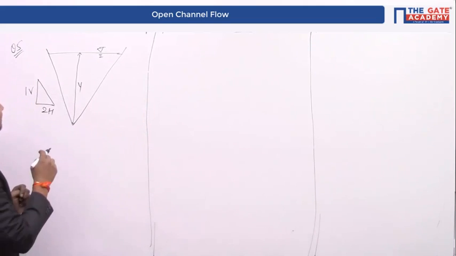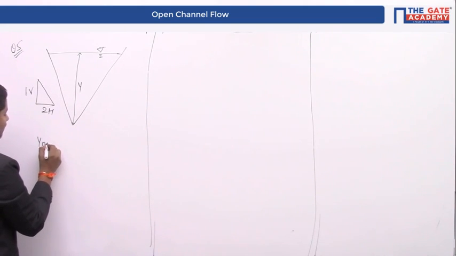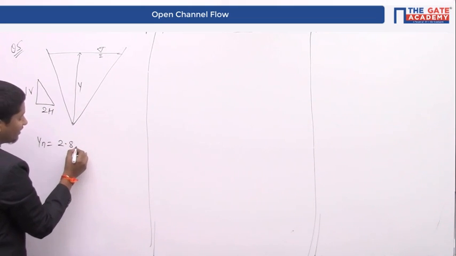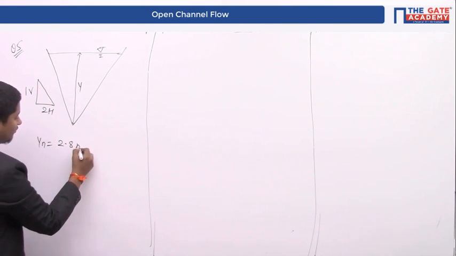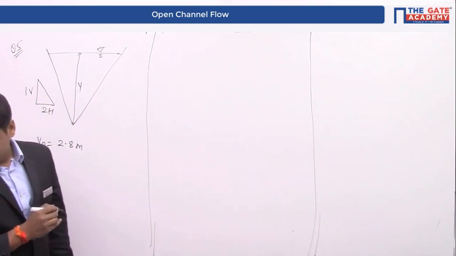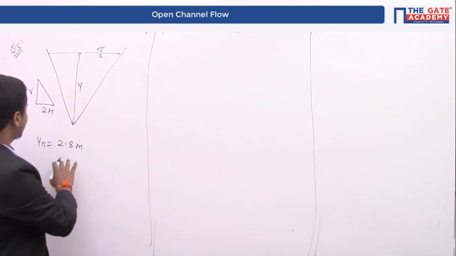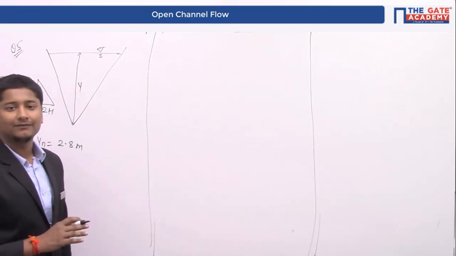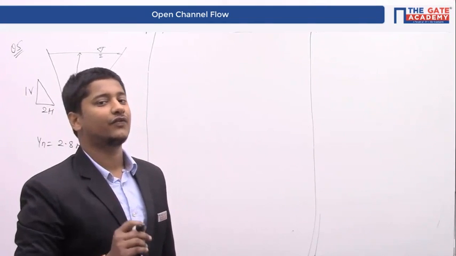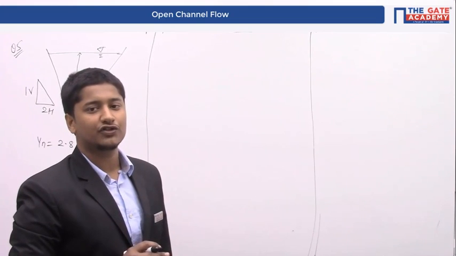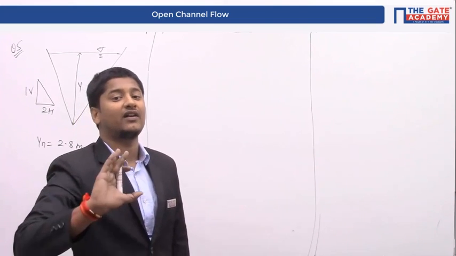And next, the normal depth is given as y equal to 2.8 meter. So these are all the given data you have. Now they are asking for the section factor. Before starting the solution part, I will tell you what section factor is.